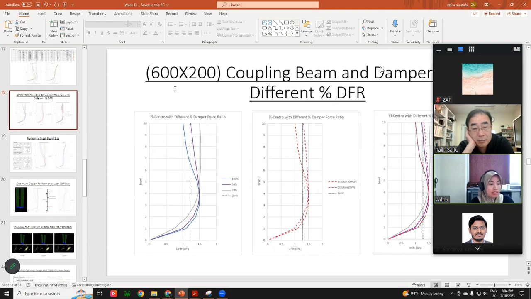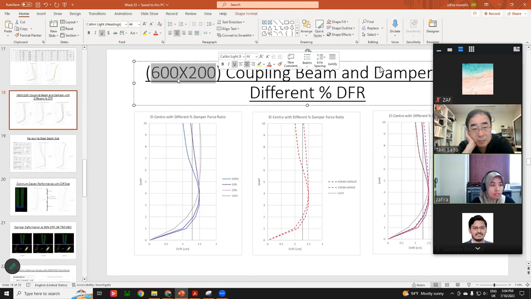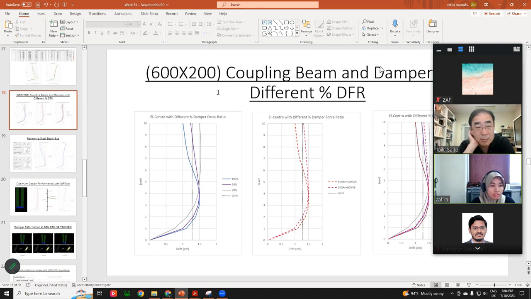So we start at the beginning of the experiment with the steel beam to see the story drift. The first trial that we use is the size 600 by 200 for the steel beam, and this is also the damper. So I compare what if we use 10%, 50%, and 20%, and this is the story drift.